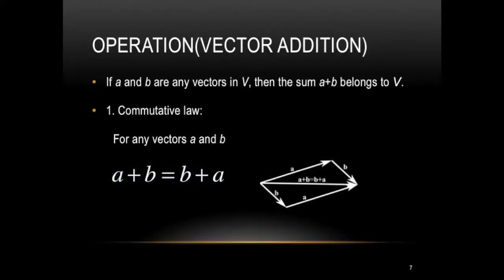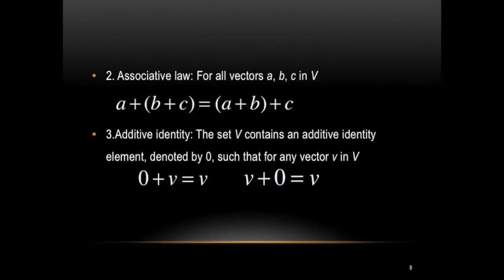Look at the graph. There are two vectors A and B in opposite directions, but their resultant vectors are the same, with the same magnitude and the same direction. The second law is the associative law. For all vectors A, B, C in set V, A plus bracket B plus C equals bracket A plus B plus C. And the third law is the additive identity.